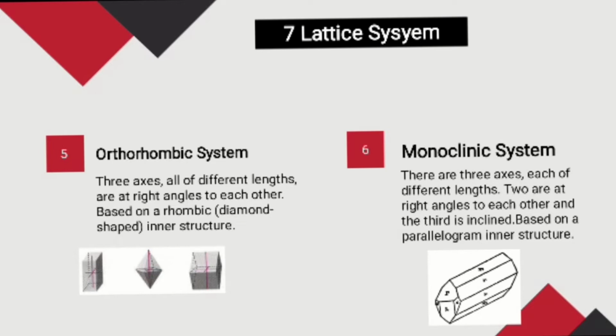The fifth one is the orthorhombic system. Three axes, all of different lengths, are at right angles to each other, based on a rhombic diamond-shaped inner structure. And the sixth is the monoclinic system. There are three axes, each of different lengths. Two are at right angles to each other, and the third is inclined, based on a parallelogram inner structure.